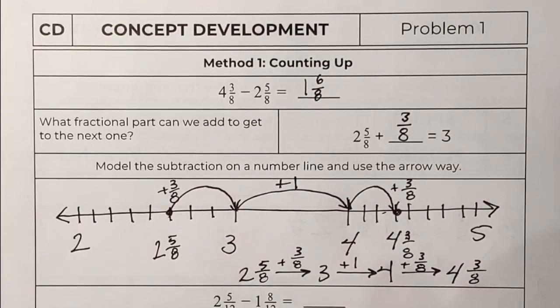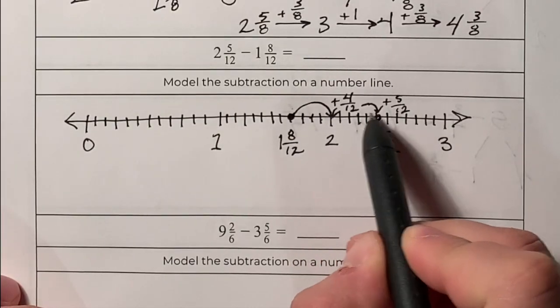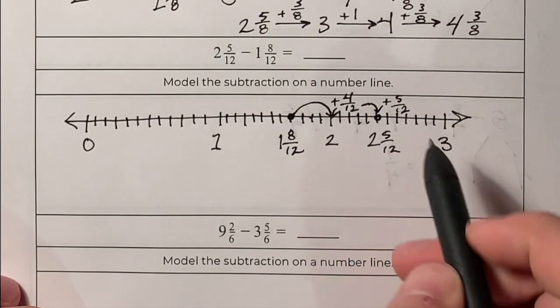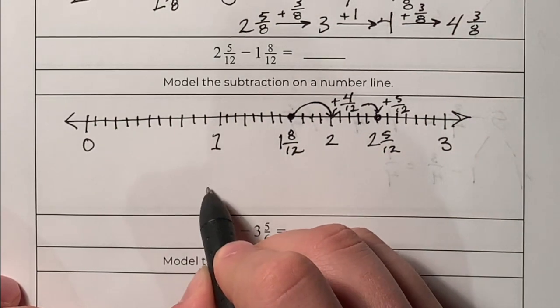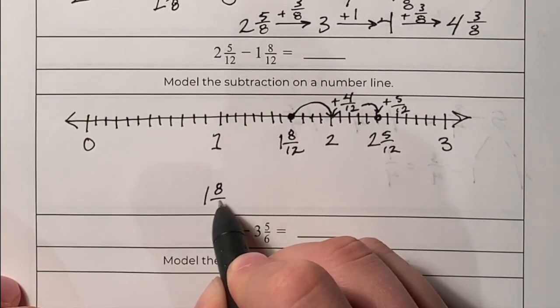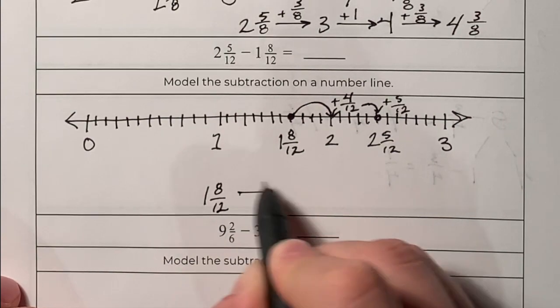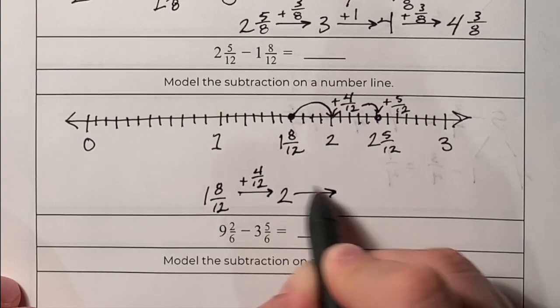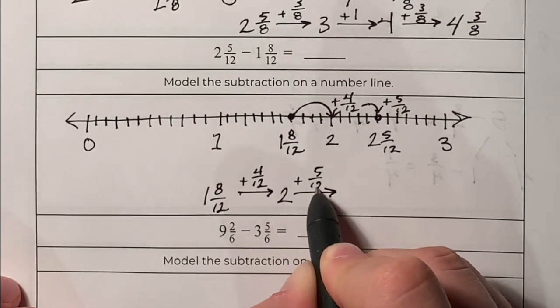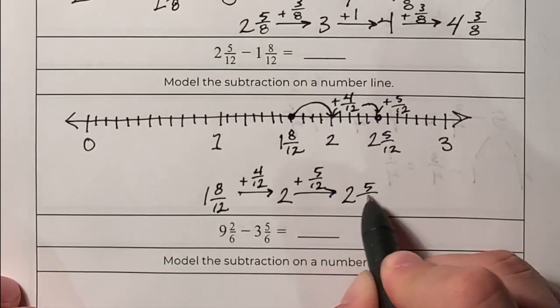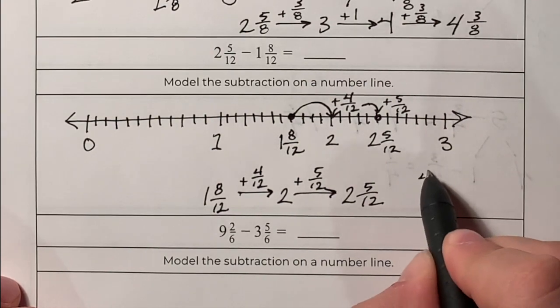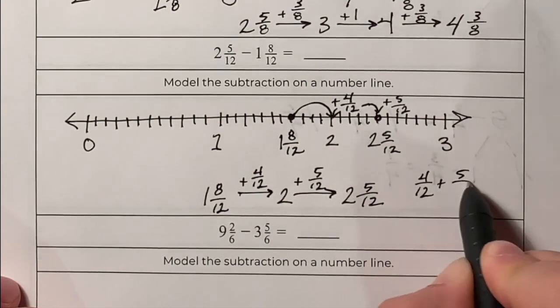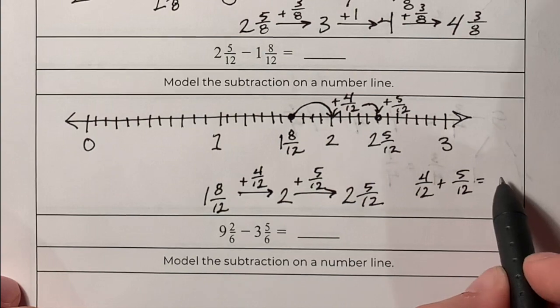Now let's go back to problem number 2. So now that I've drawn my arrows, and I have 4/12 and 5/12, I can draw my arrow method. I have 1 8/12. I add 4/12 to get to 2. I add 5/12 to get to 2 5/12. If I add 4/12 and 5/12, I'll get my difference, 9/12.